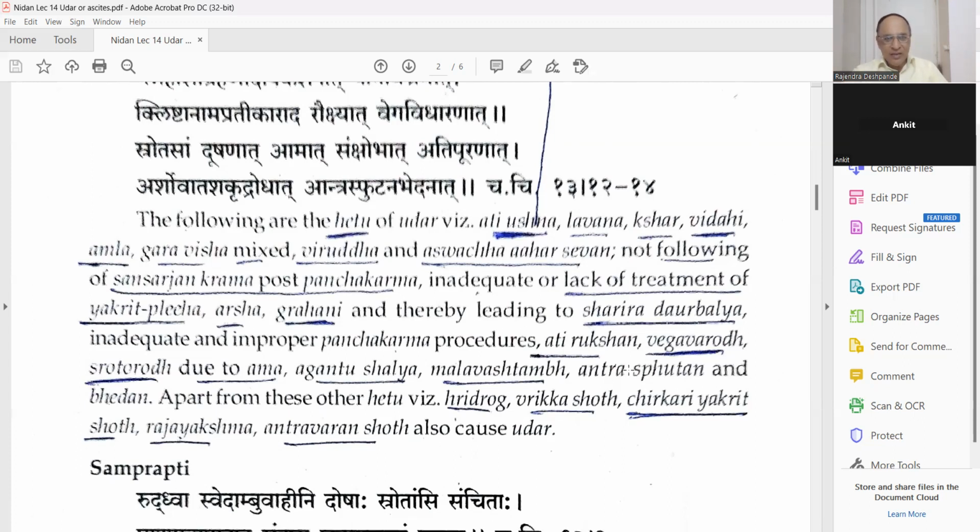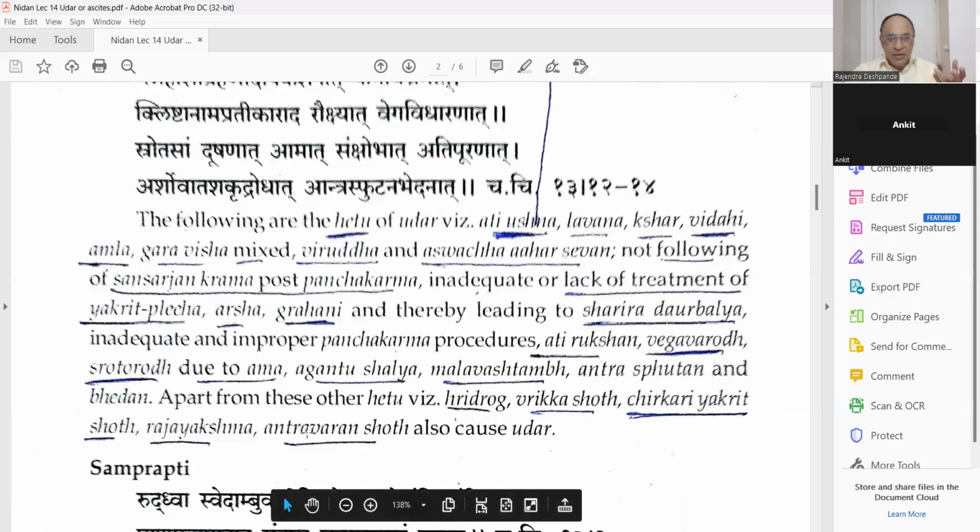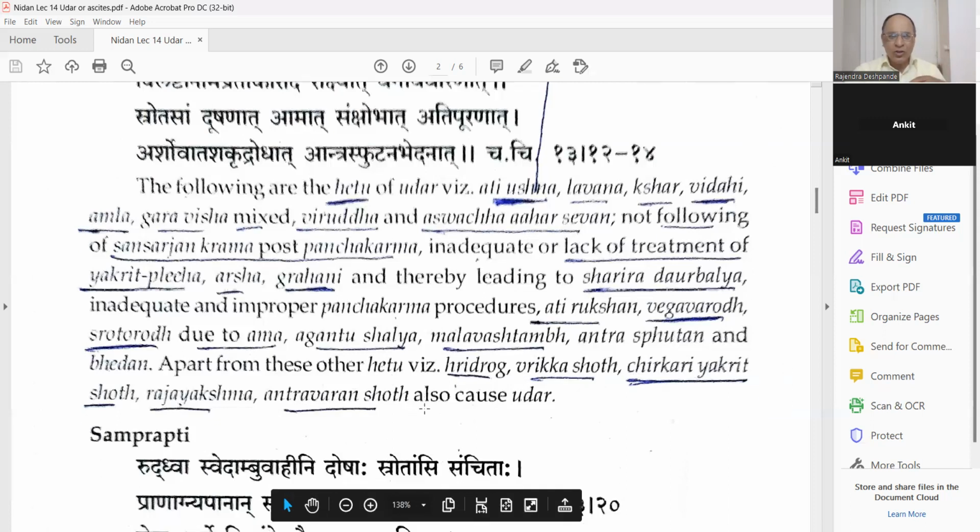Then here you can see, apart from these other hetus, sometimes shoth can occur, one of the Rudroga, which is called cardiac edema. Of course, this is not directly related with the Udara, but indirectly it can be related. So Rudroga can also indirectly cause problems like ascites. Then Vrukka shoth, kidney problems. Then Chirakari Yakruta shoth, like alcoholic hepatitis, Rajyakshma, and Antravarudha shoth, colitis. So all these are the secondary or tertiary causes.